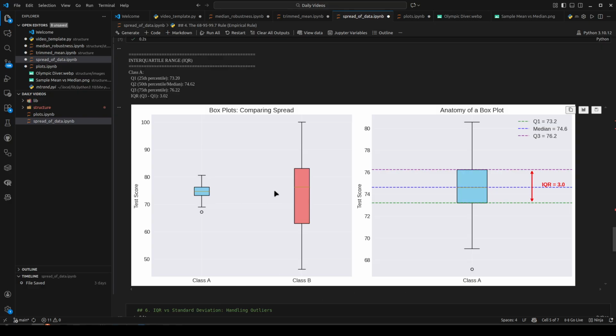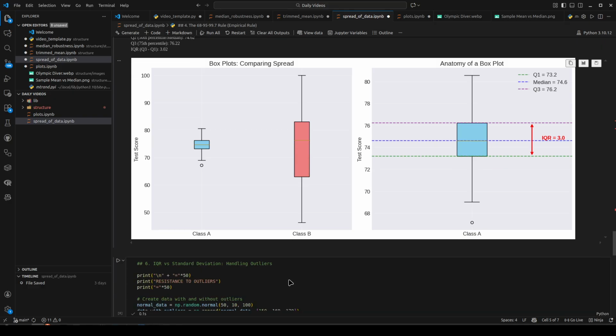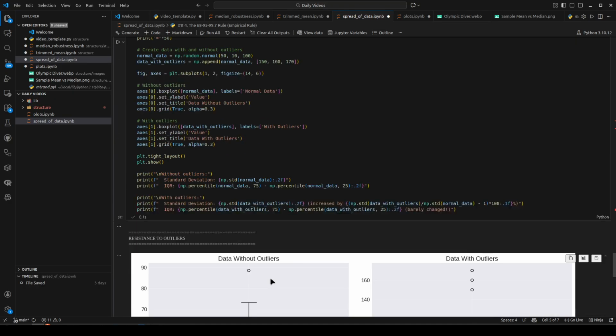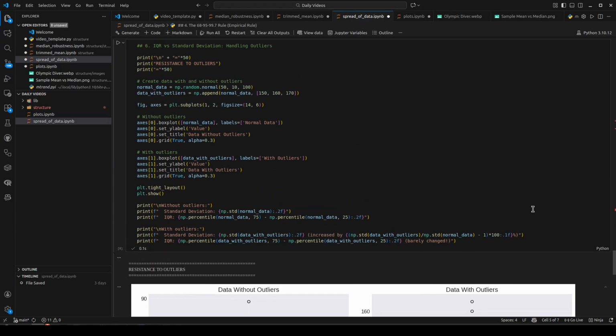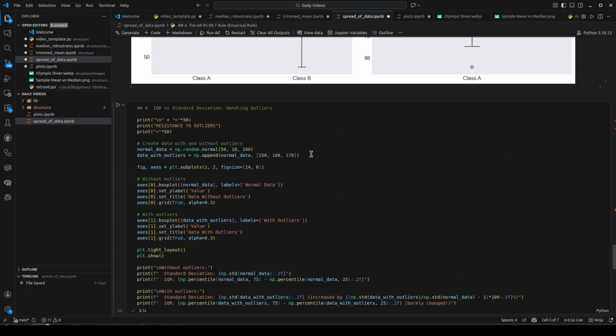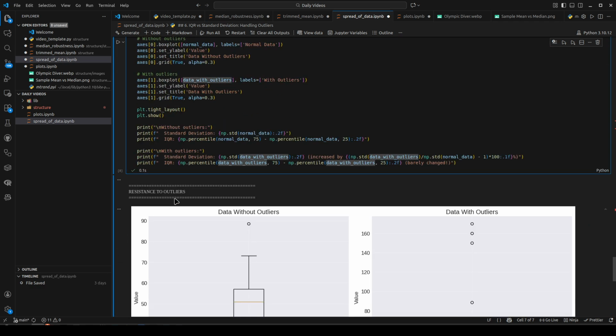So the interquartile range tells you the story of how your data is distributed around the center as well. And using both can give you a good way to quantify exactly how different these two distributions might be. It just gives you a good idea of the spread in your data. So over here, we're looking at, yet again, interquartile range versus standard deviation, handling outliers. So we create data with a normal distribution and add outliers, okay.